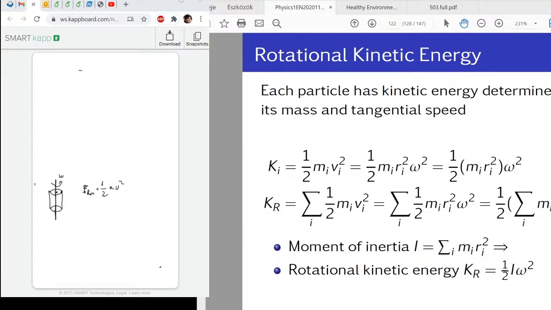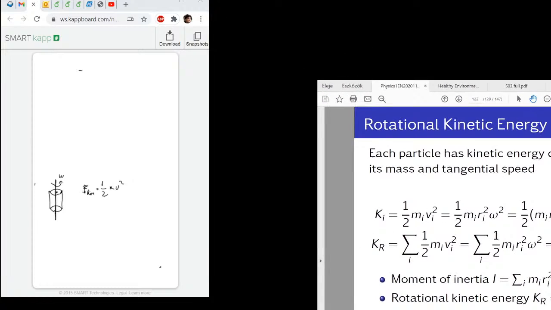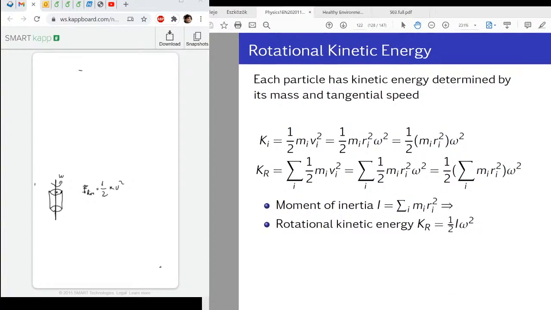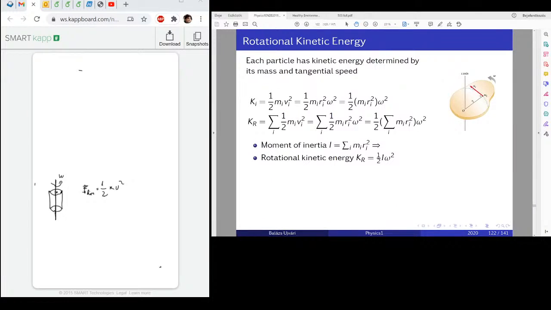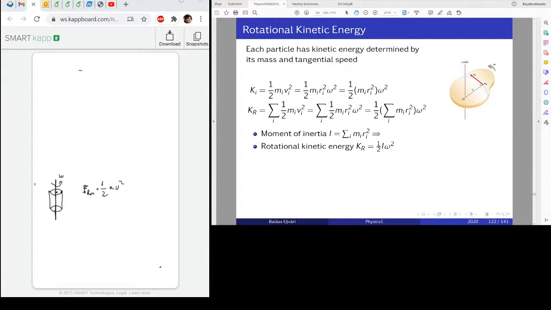Oh, wait a bit, I have to move a bit. Yes, it's better.